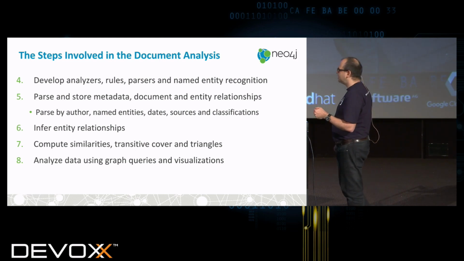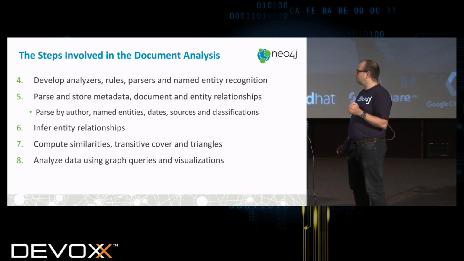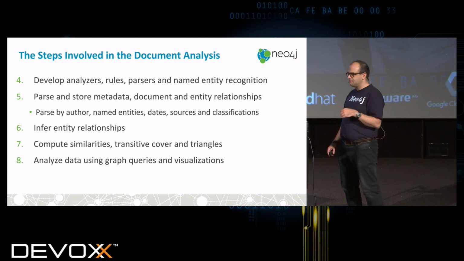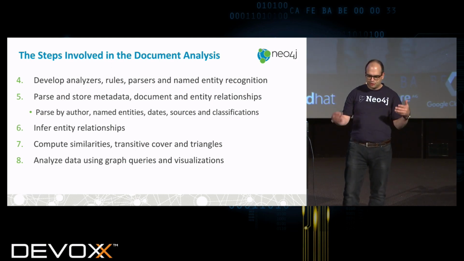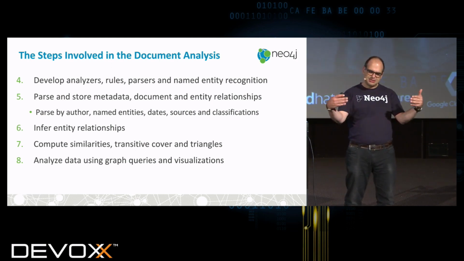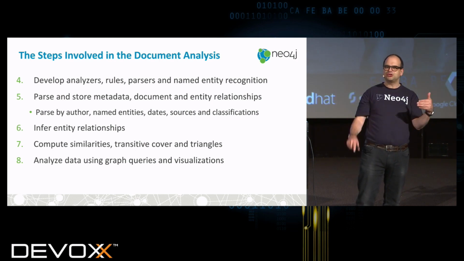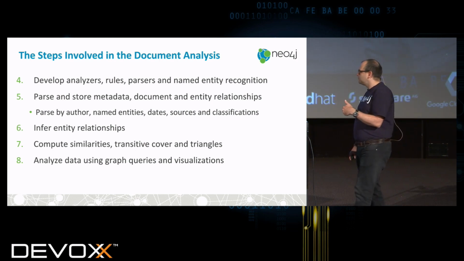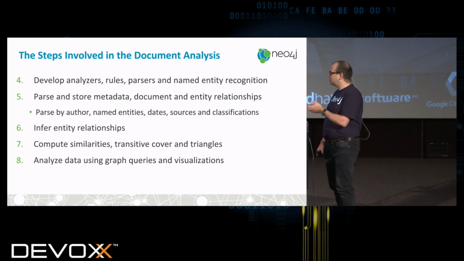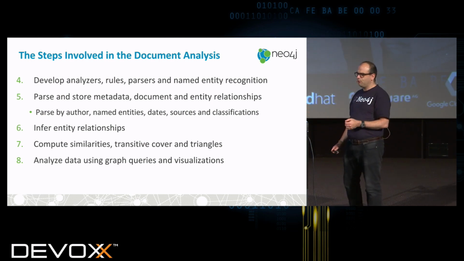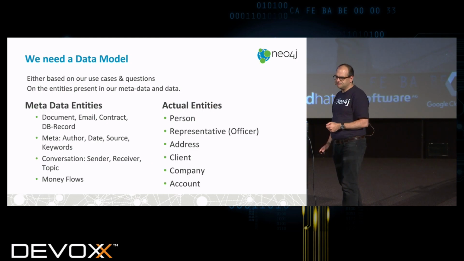And then you can calculate similarities, because sometimes names are not written in the exact way. So if you think these people are the same, you make a same relationship between them. And then you can go into visualization and do some analysis. So that is the flow that the guys did.